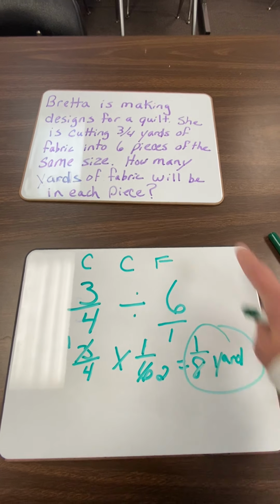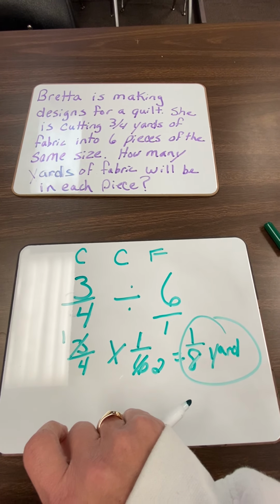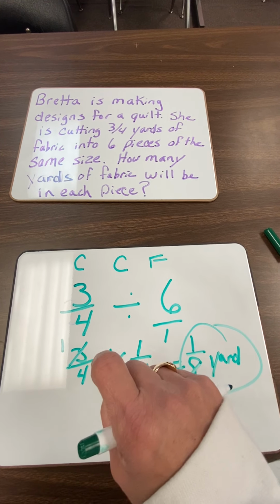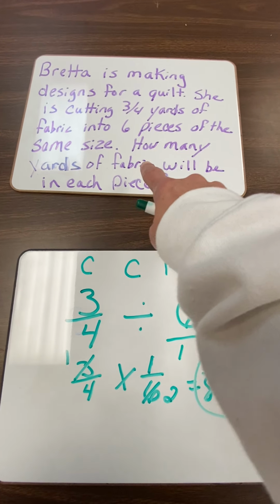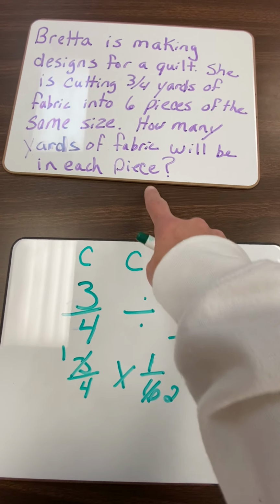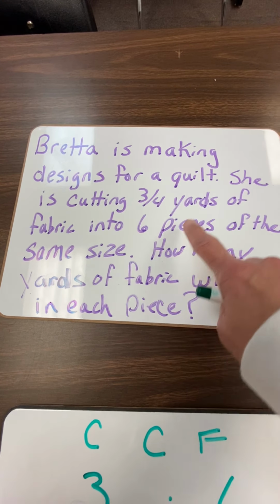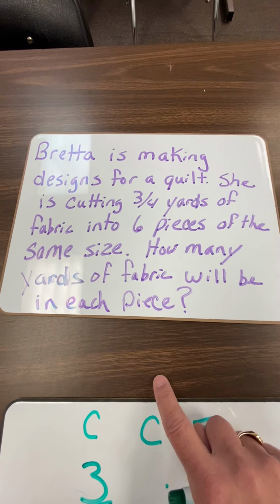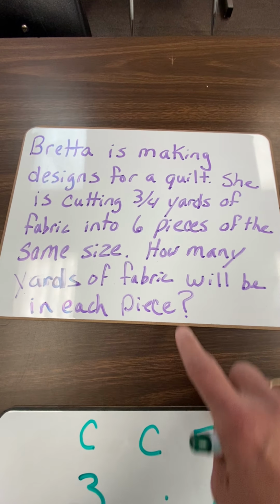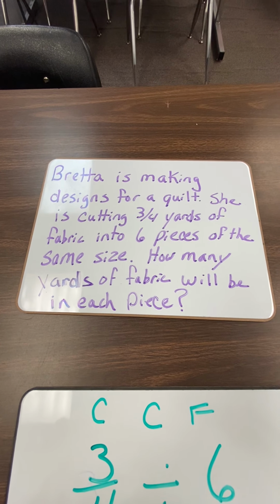Now let's go back and see if that makes sense within what we had. It says Bretta is making designs for a quilt. She is cutting 3/4 yards of fabric into 6 pieces of the same size. So that means our pieces have to be smaller than 3/4 because 3/4 up here is the amount of fabric that she has to start with. So is 1/8 smaller than 3/4? So then, yes, it can be a possible answer.